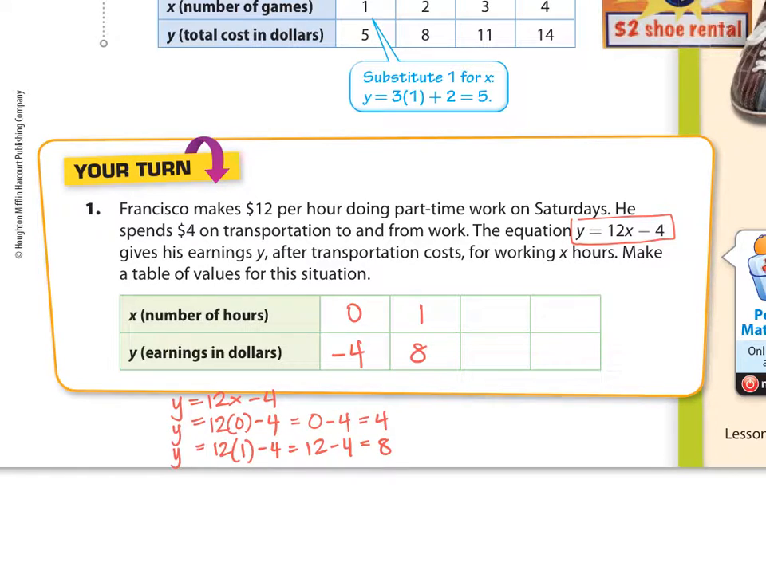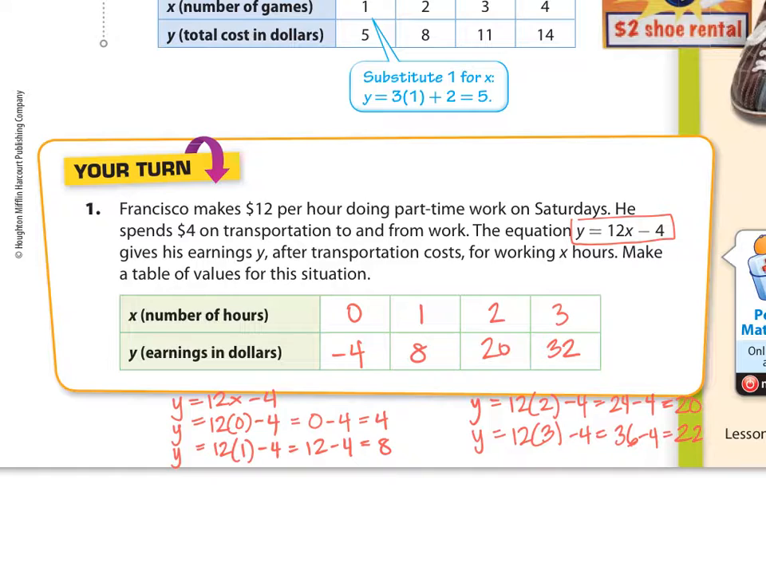transportation. 2 hours, I'm going to do it off to the right side here, is going to become y equals 12 times 2, then minus 4. So 12 times 2 is $24, and 24 minus 4 is 20. So he makes $20 there. And finally, for 3 hours, y equals 12 times 3 minus 4, and 12 times 3 is 36, and 36 minus 4 is 32. So that is our table of values.